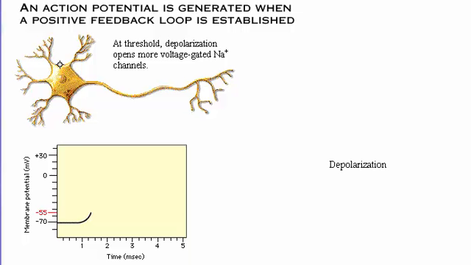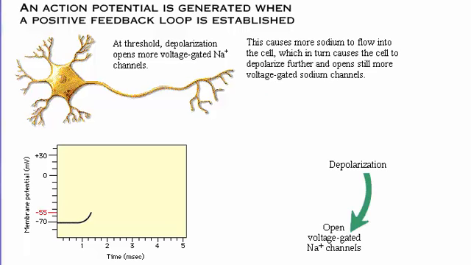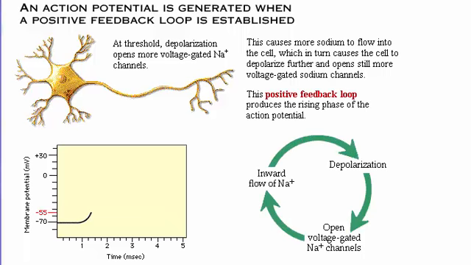At threshold, depolarization opens more voltage-gated sodium channels. This causes more sodium to flow into the cell, which in turn causes the cell to depolarize further and opens still more voltage-gated sodium channels. This positive feedback loop produces the rising phase of the action potential. To repeat the animation, click the neuron.